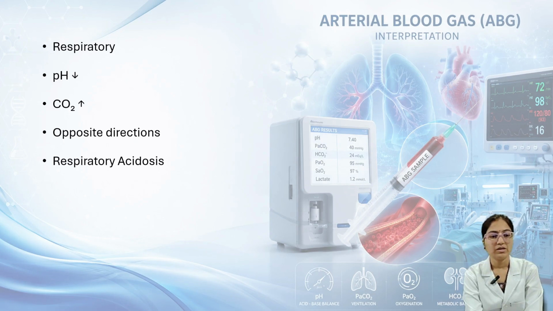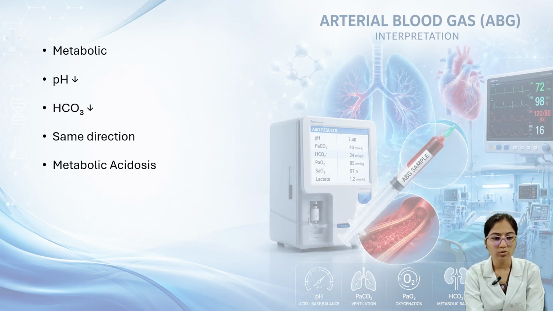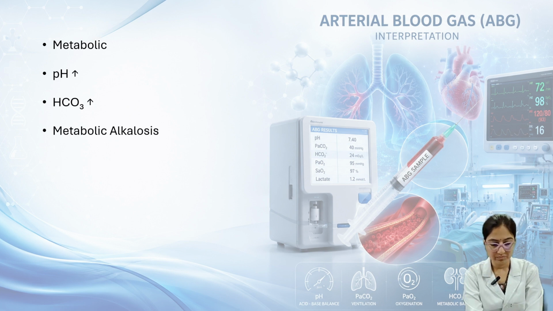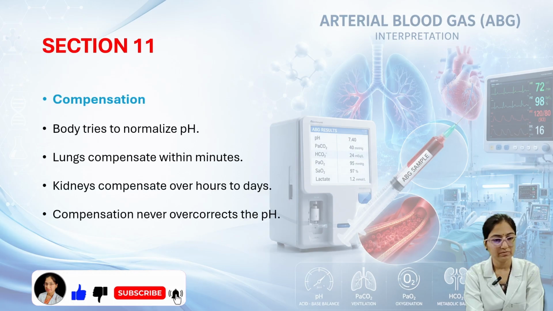Here, respiratory: pH decreases, carbon dioxide increases, opposite direction, respiratory acidosis. Like this, we can diagnose. And then respiratory: pH increases, CO2 decreases, respiratory alkalosis. Next, metabolic: pH decreases, bicarbonate decreases, same direction, metabolic acidosis. And then again metabolic: pH increases, bicarbonate increases, same direction, equal, and then metabolic alkalosis.